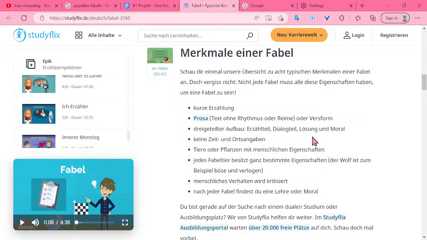You don't have a whole lot. You can even have plants, by the way. Oh, that's not very common. So, and then you have a solution to some kind of problem, and of course you have the overarching moral of the story.